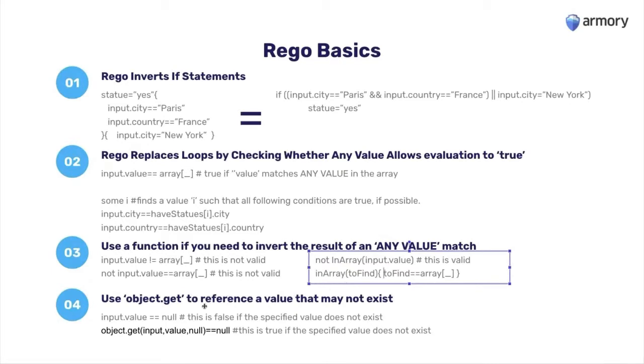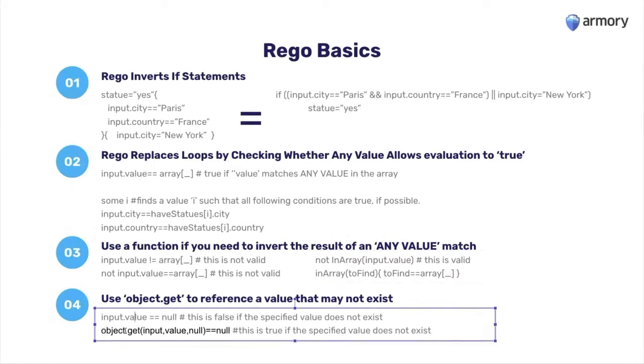The last thing that's a pattern that you'll see is there will be a few places where I am using this object.get function. And the reason for that is in Rego, if you reference a variable and it doesn't exist, then that condition will always evaluate to false. So you can't, for example, say, hey, if this variable equals null, be true directly. The object.get function allows you to specify a default value to give back for the variable if it does not exist.